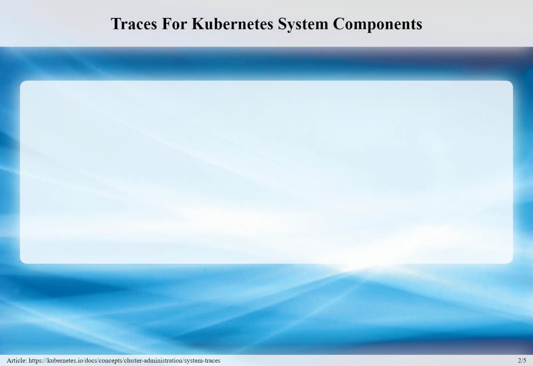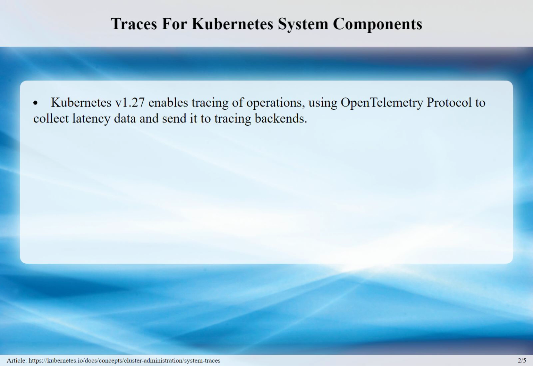Traces for Kubernetes system components. In Kubernetes version 1.27, system components can track and record how long operations take and their interactions within the cluster. This is done using the OpenTelemetry protocol, with trace data being sent through the gRPC exporter to tracing backends via an OpenTelemetry collector.